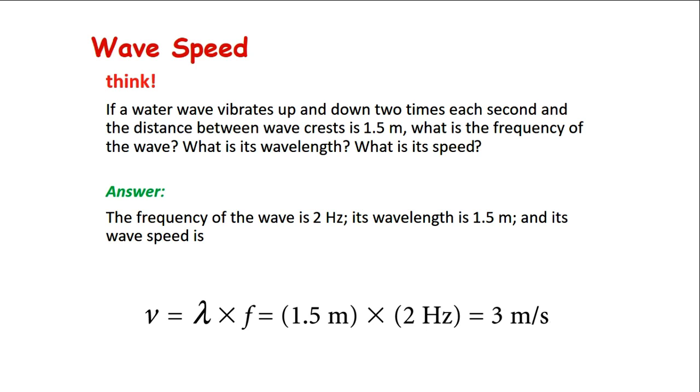Since we know the frequency and we know the wavelength, we can simply calculate the speed by using the formula. The speed of a wave is equal to wavelength times frequency. You multiply 1.5 times 2 hertz, and then you will get 3 meters per second.